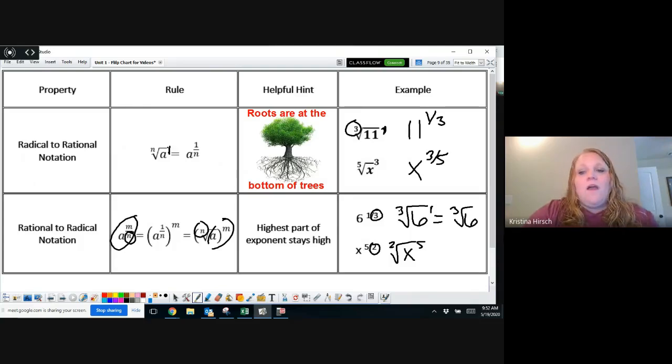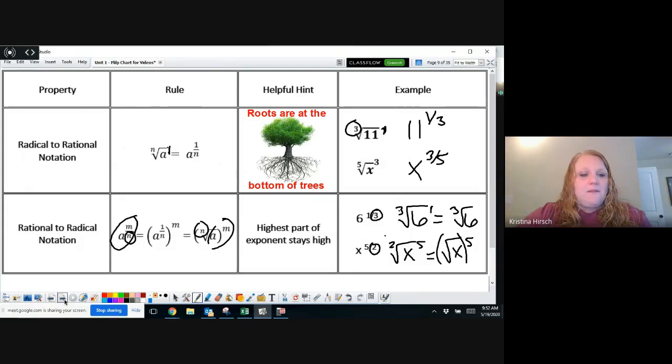All right, so we don't really need to write that little baby 2 there. We can drop it and just say the square root of x to the 5th power. Sometimes you'll see parentheses, sometimes you won't. Sometimes they'll do this, but it doesn't necessarily have to be there. All right. So that's converting between the two forms.